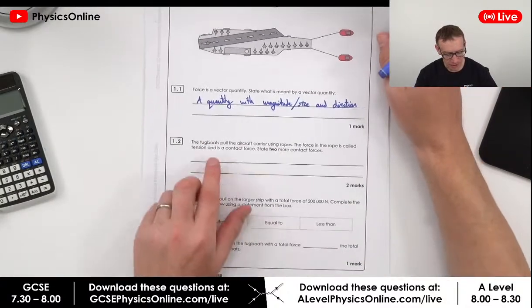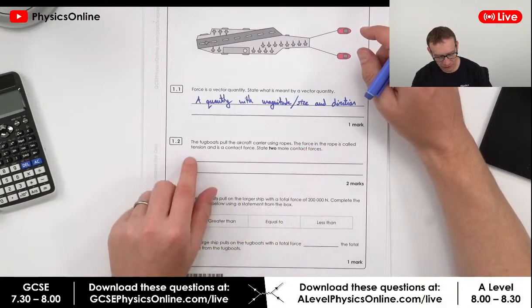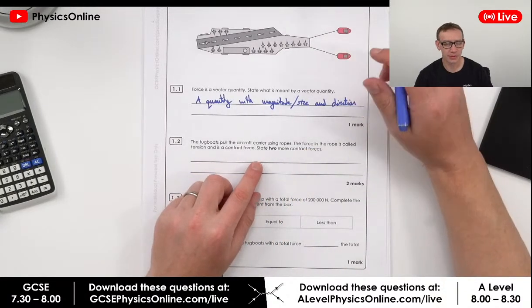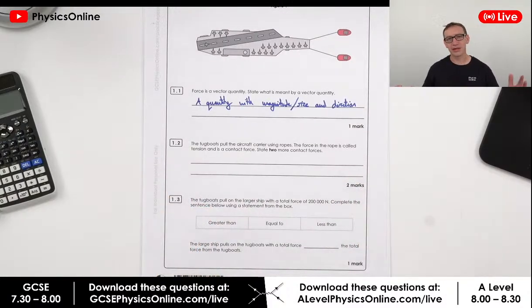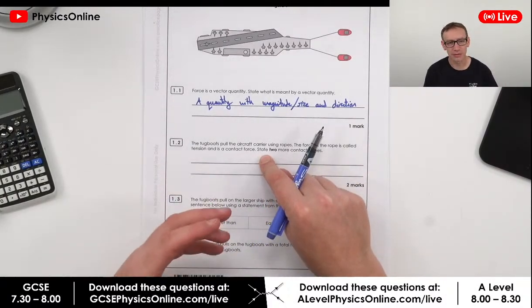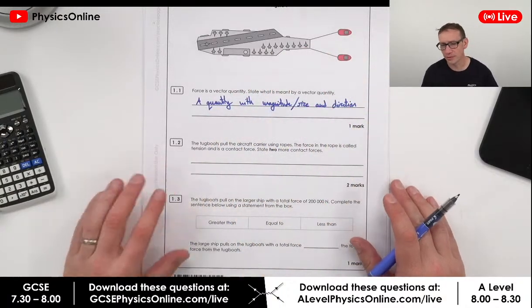The tugboats pull the aircraft carrier using ropes. The force in the rope is called tension and is a contact force. State 2 more contact forces. So this question is a really simple one, which is basically name 2 contact forces, and it's just put into the context of the tugboats that we have up here.